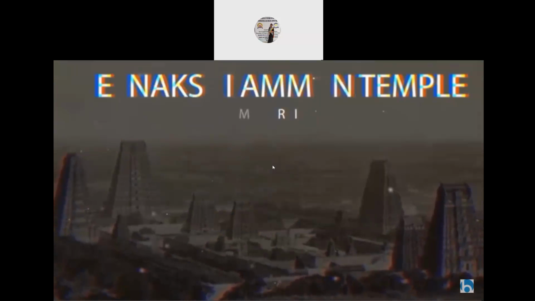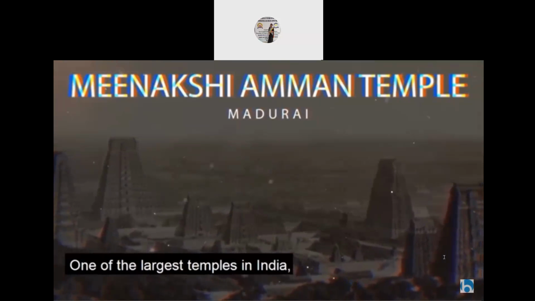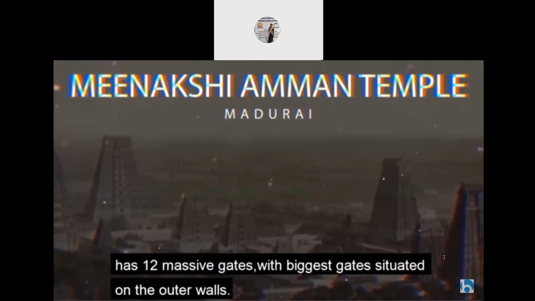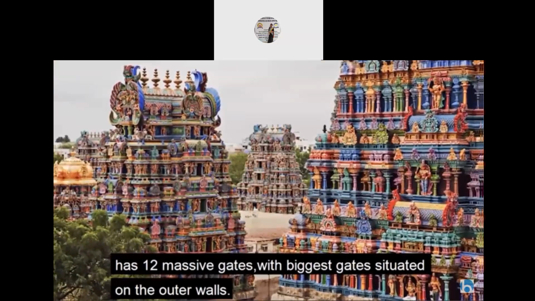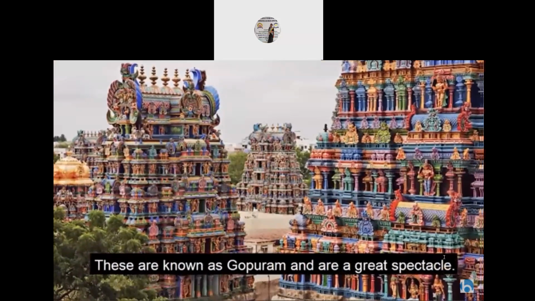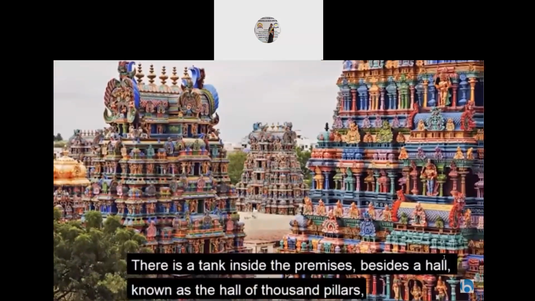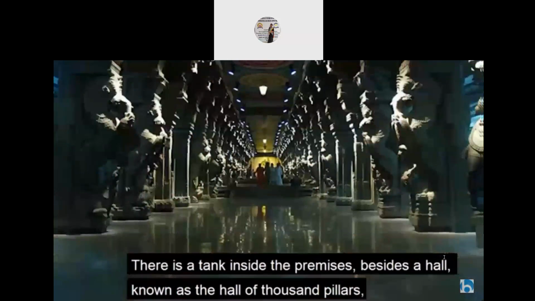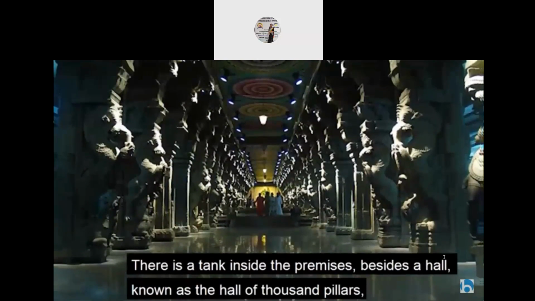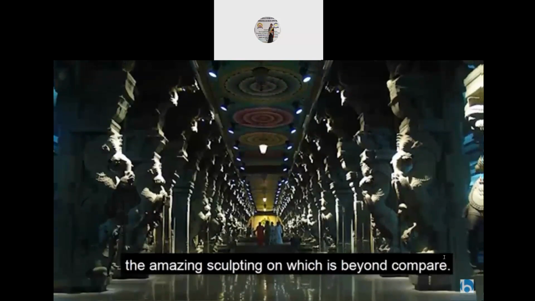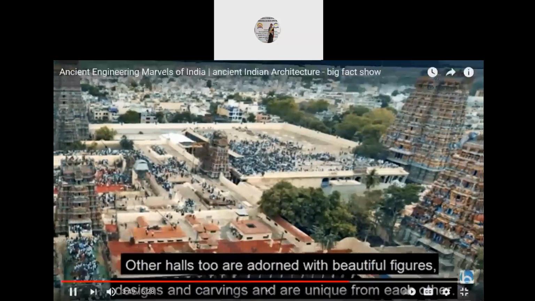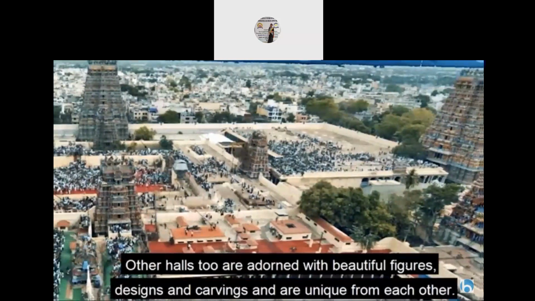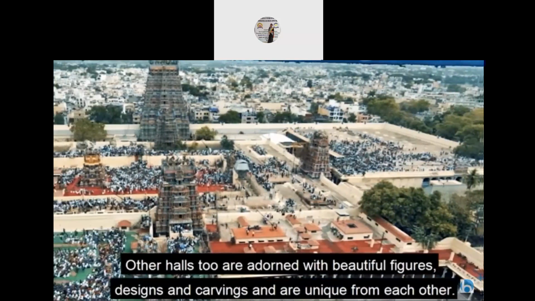Number 4. Meenakshi Amman Temple, Madurai. One of the largest temples in India, the Meenakshi Amman Temple has 12 massive gates, with the biggest gates situated on the outer walls. These are known as Gopuram and are a great spectacle. There is a tank inside the premises, besides a hall known as the Hall of Thousand Pillars, the amazing sculpting on which is beyond compare.